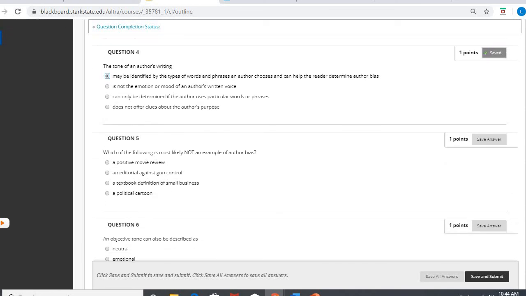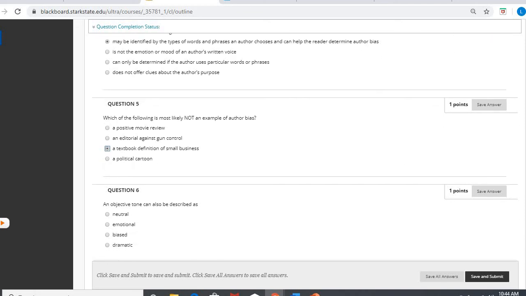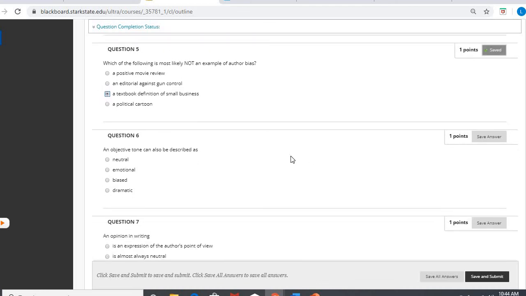Question 5, which of the following is most likely not an example of author bias? So if you look at your choices, a positive movie review, an editorial against gun control, and a political cartoon which is designed to kind of poke fun at certain things or make statements, this is the only one that is not supposed to have bias in it. A textbook definition of something that is supposed to be unbiased. Hence, just textbook, just definitions.